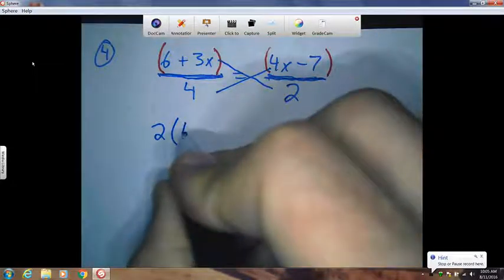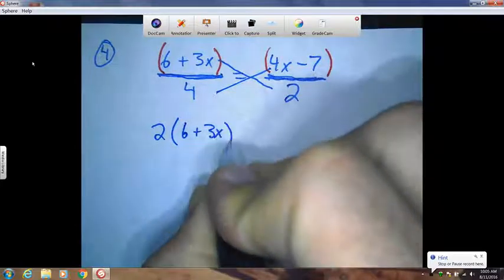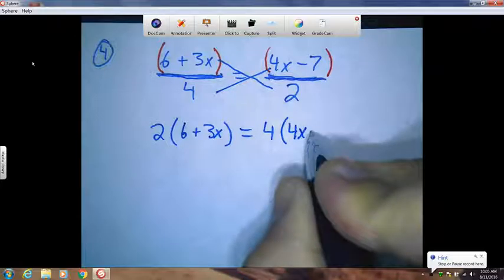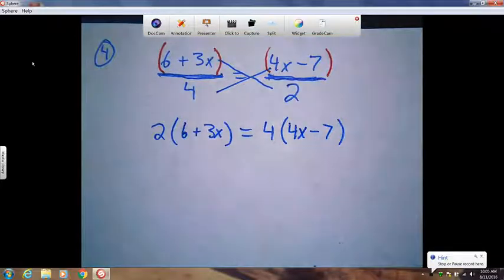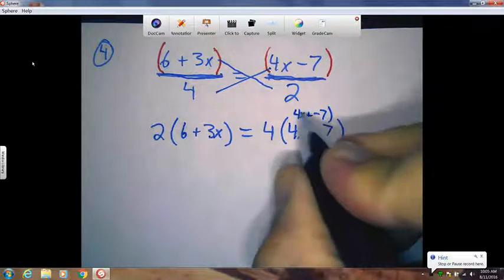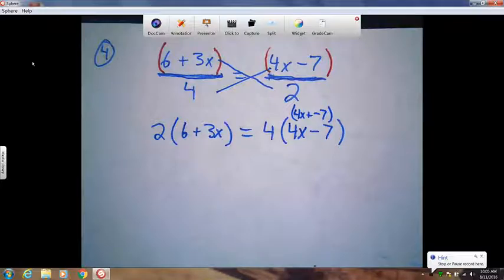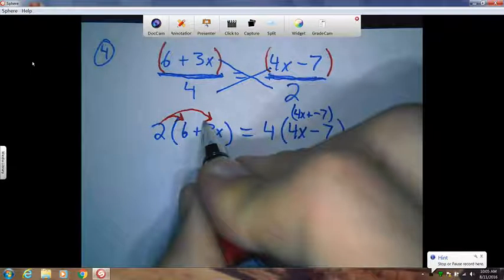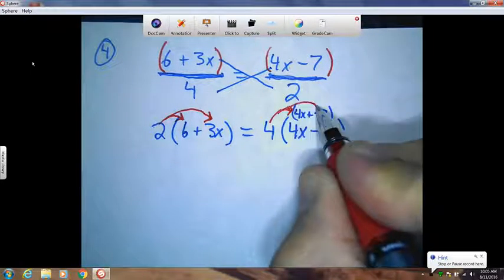2 times 6 plus 3x equals 4 times 4x minus 7. So make sure you put it in parentheses and use distributive property. And also to remember, here I'm going to write this as 4x plus a negative 7. So that's using addition of the opposite. So now I'm going to use distributive property and take what's outside the parentheses and multiply it by everything that's inside.